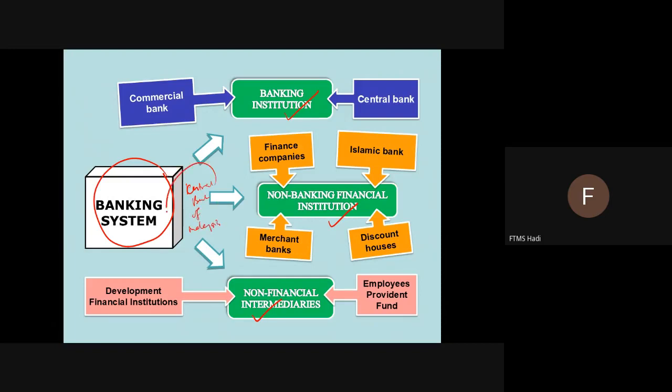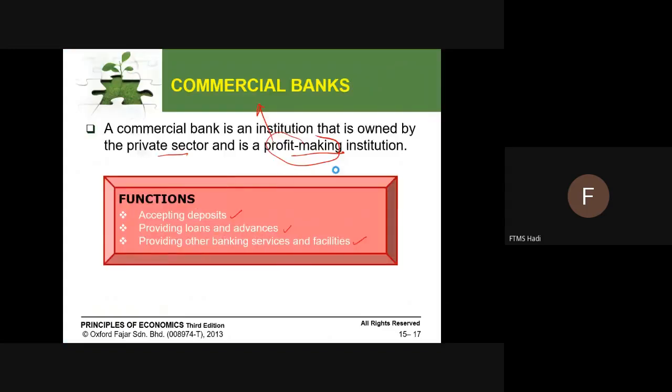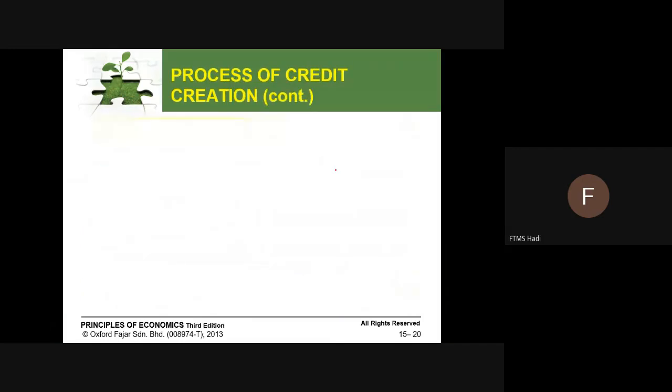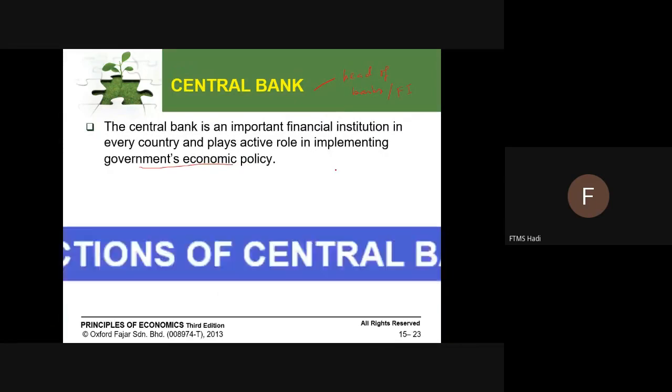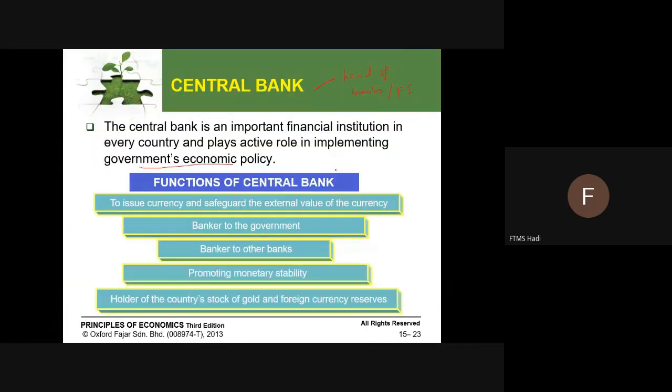In the context of Malaysia, different countries have different central banks, but usually a central bank focuses more on banking institutions, but let's pay attention to non-banking financial institutions and non-financial intermediaries. Let's have a look at the functions of the central bank in the Malaysian context, that means Bank Negara Malaysia. The first one is to issue currency. This is the main one, which is M1, money supply, because they are the ones who issue paper money and safeguard the external value of currency.